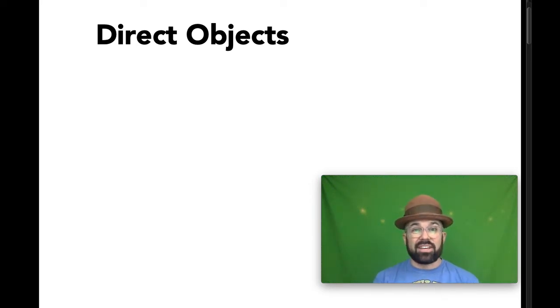Today's topic is direct objects. Direct objects is a bit of a continuation from a previous topic, transitive verbs. Transitive verbs lead to direct objects. They are connected. We will see more of that today.